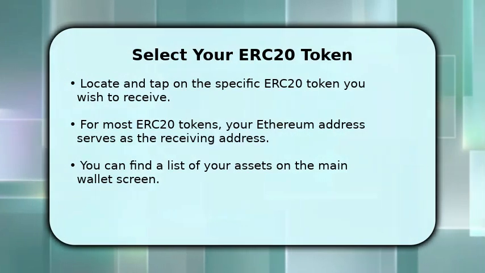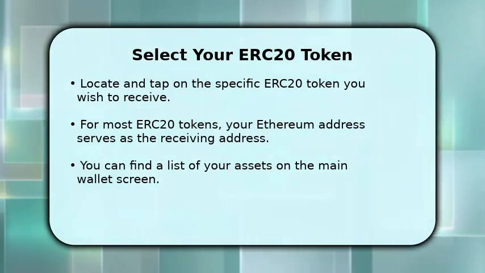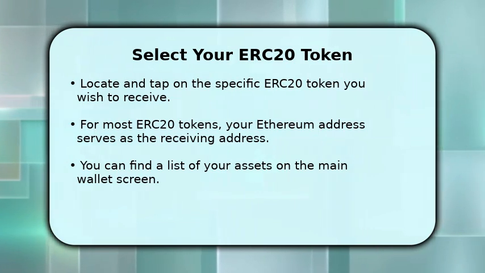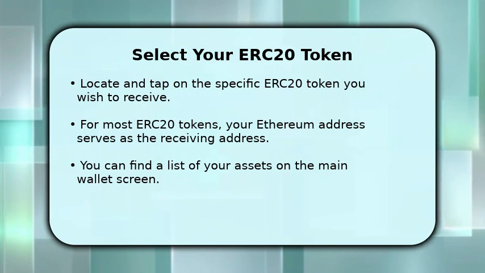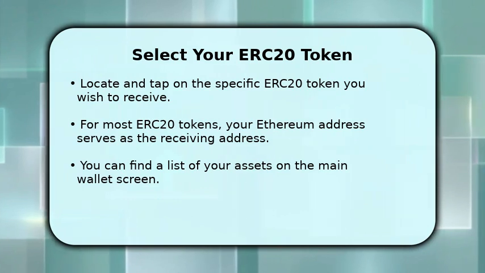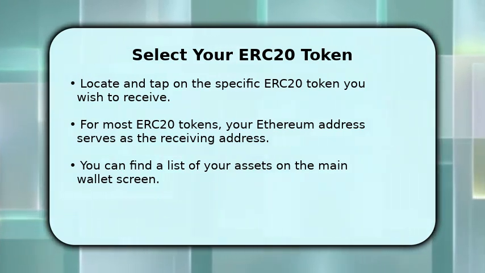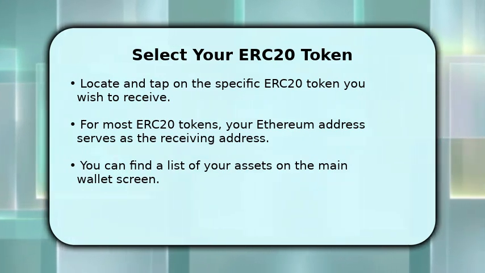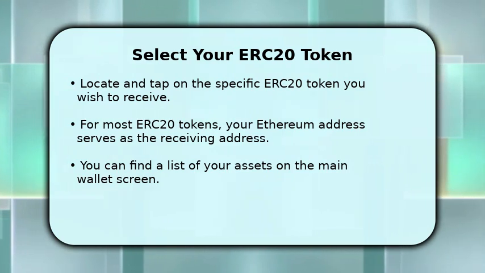Next, from your main wallet screen, you need to select the specific ERC20 token for which you want to find the address. For example, if you're looking for an address to receive a standard ERC20 token, your Ethereum address will typically be the correct one. Tap on the token, like Ethereum, from your list of assets. This action will take you to the token's dedicated page, showing its balance and transaction history.